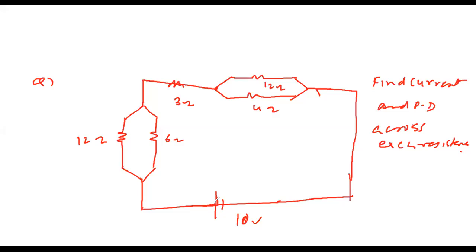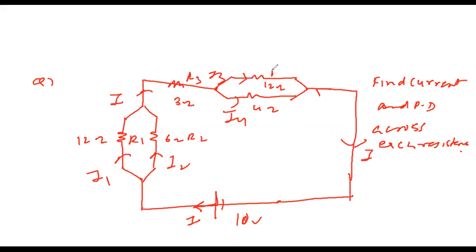Connect it: the total current from here, suppose I, this will be I1, I2 becomes I again, then here I3, I4 again becomes I. So we have to find I1, I2, I3, I4, I and the voltages. Resistances you can name R1, R2, R3, R4, R5. Take 2 minutes. Let me check whether you are able to find at least the total current.